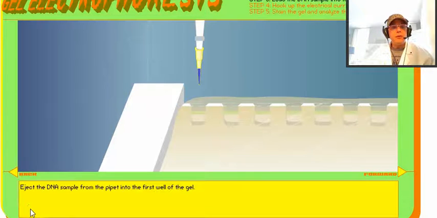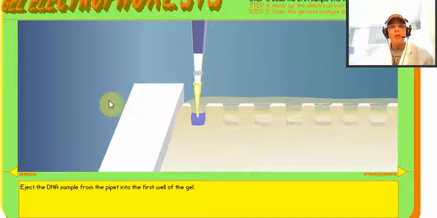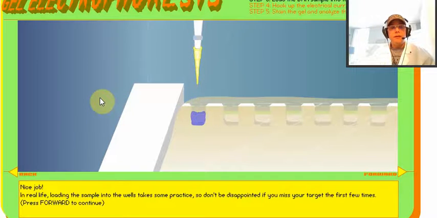Next, there we go. Eject the DNA sample from the pipette into the first well. And now it is being loaded. The DNA has been loaded into the well. It says, nice job. In real life, loading the sample into the well will take some practice, so don't be disappointed if you miss your target the first few times.